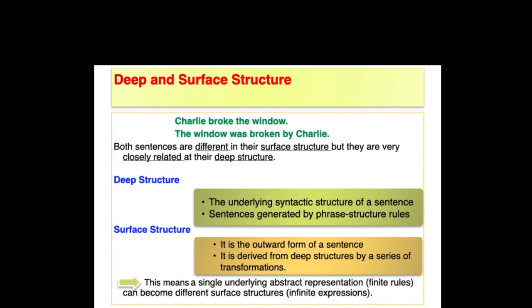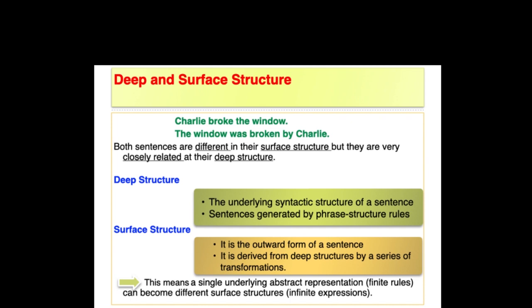So in order to distinguish between deep structure and surface structure: the deep structure is the underlying syntactic structure of a sentence, generated by phrase structure rules. But the surface structure is the outward form of a sentence. It is derived from deep structures by a series of transformations.